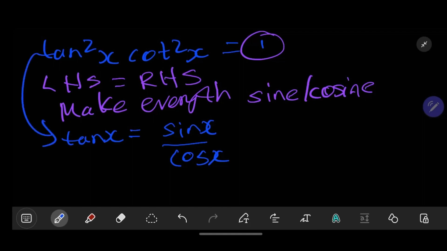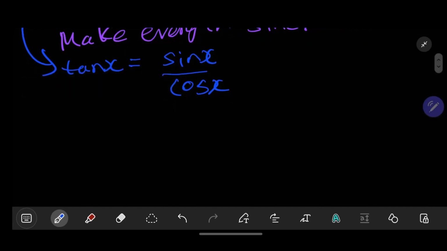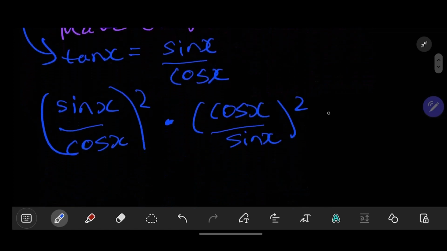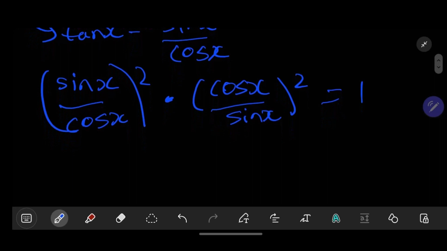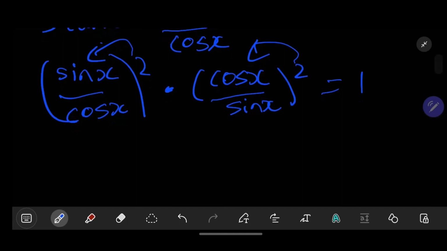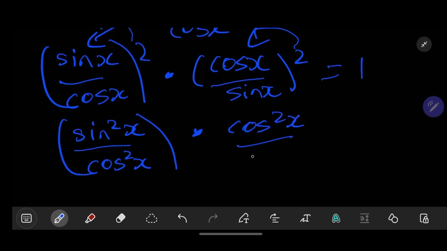Okay, so that's for sine, and cot is the inverse of tan. So if we're going to take this forward, we can rewrite this as sine of x over cos of x all squared multiplied by cot. So cot is the inverse, so it will be cos of x over sine of x all squared, right? Because it's tan squared, cot squared, and we need to show that that's equal to 1. Okay, now we can already go ahead, and if you see my previous videos on the exponents, we need to distribute this into the brackets. So we now have sine squared x over cos squared x multiplied by cos squared x over sine squared x.